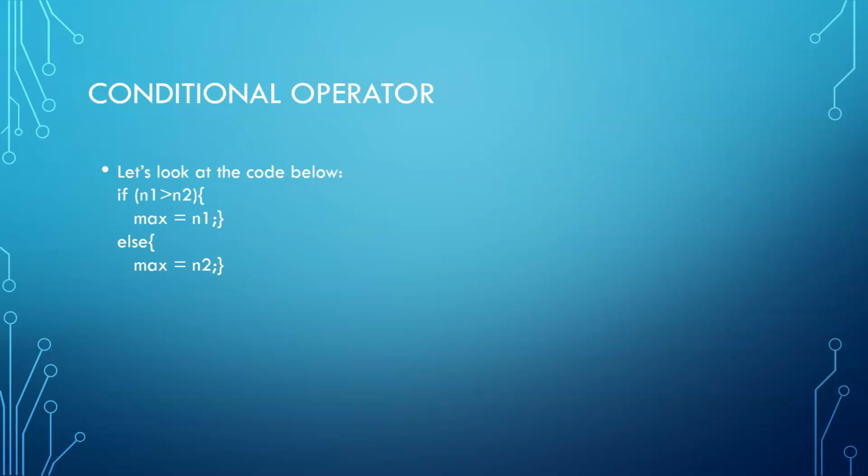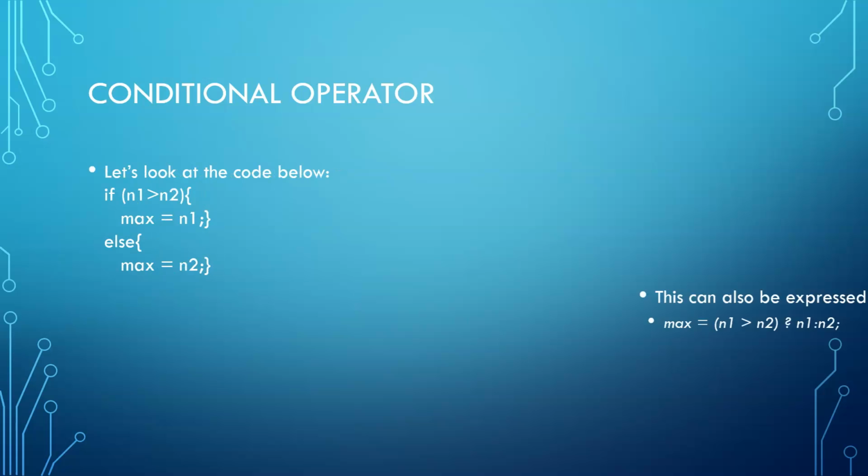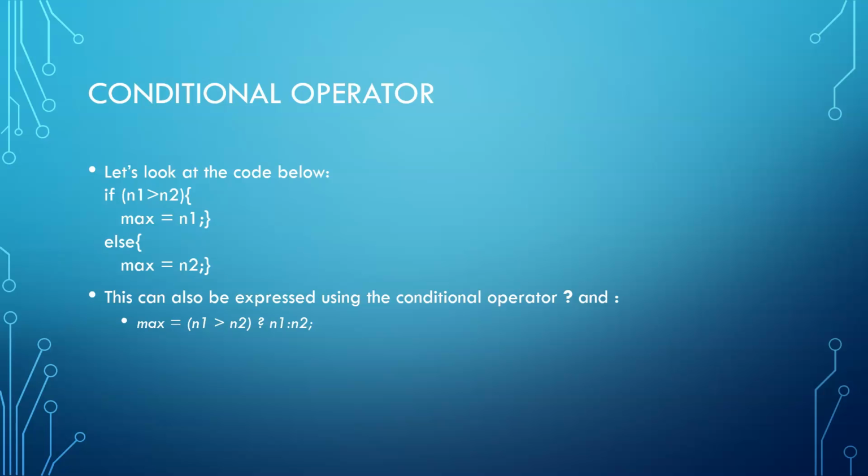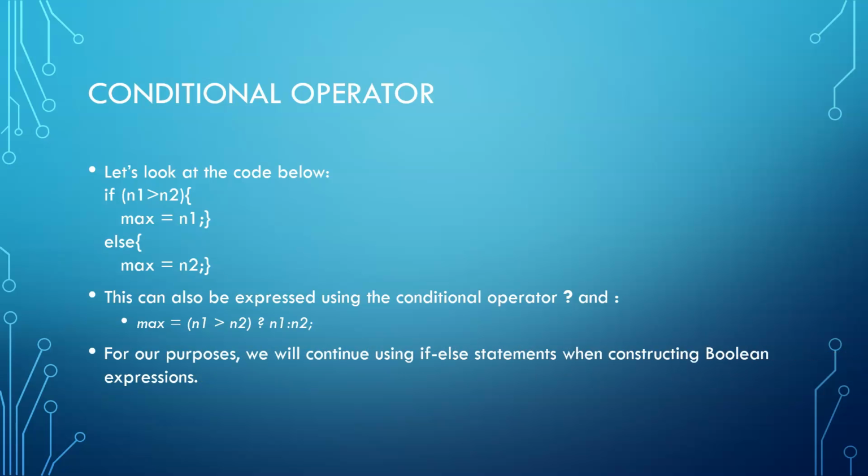Now, when we discuss the conditional operators, let's take a look at code here. If n1 is greater than n2, max is equal to n1, else max is equal to n2. This can also be expressed technically using the conditional operator and then a colon. So max equals n1 is greater than n2, question mark, n1 colon n2. It's the same thing, just another styling format. For our purposes, we're going to continue using if-else statements when constructing Boolean expressions. The other way is simply another styling convention, kind of like a shorthand.